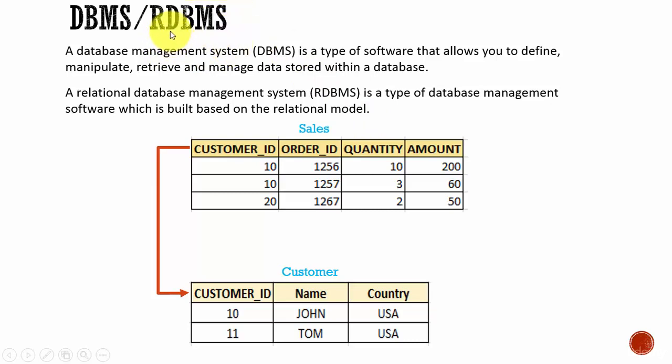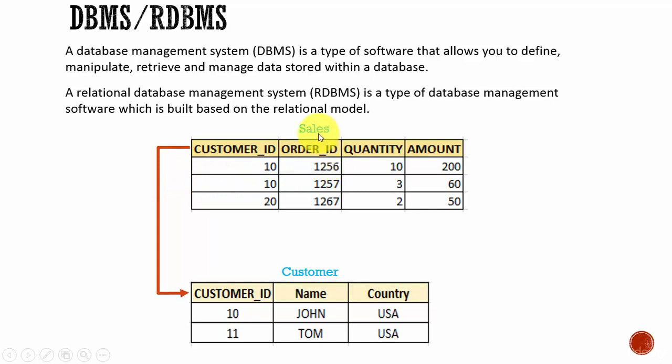Later on, RDBMS software was introduced. RDBMS refers to Relational Database Management System. In the Relational Database Management System, the database is modeled based on the relational model. In simple terms, a relational model means establishing relationships or connections between two or more tables.